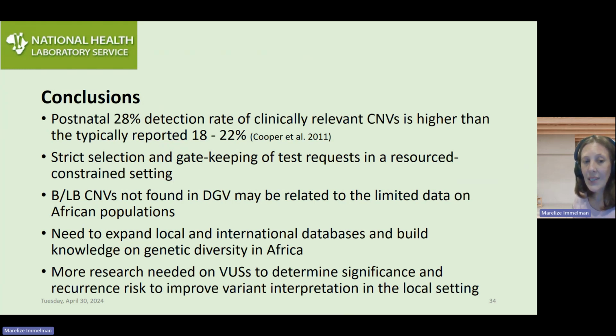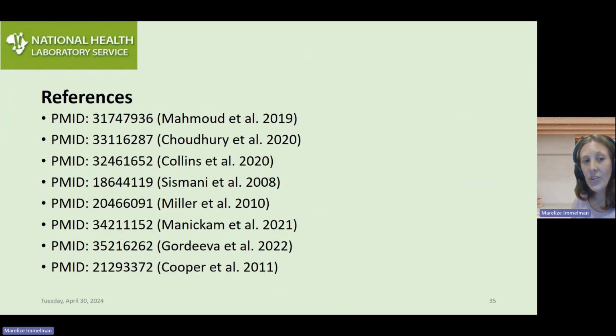There is a need to expand the databases and build knowledge on the genetic diversity in Africa. There's also a need to do further research on the unique VUSs that we identified to determine their significance, as this can then be used to improve recurrence risk and variant interpretation understanding in our setting. I have used a number of references throughout the presentation that are listed here.